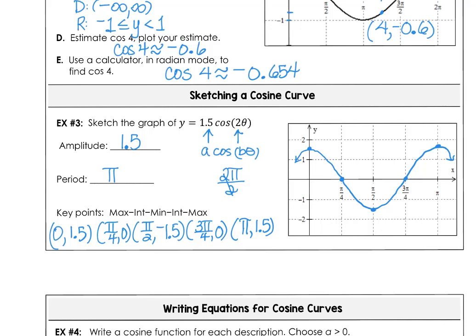So what did the 2 in front of theta do? It shrunk up the period this way. Instead of it being 2 pi to complete one cycle, it shrinks it on the horizontal.